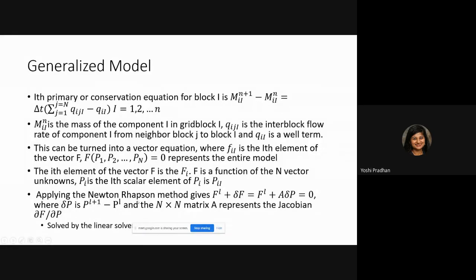When you apply Newton-Raphson, that gives this governing equation, where delta P is P^(l+1) minus P^l, and the n times n matrix A represents the Jacobian, del F over del P. And that's solved by the linear solver.